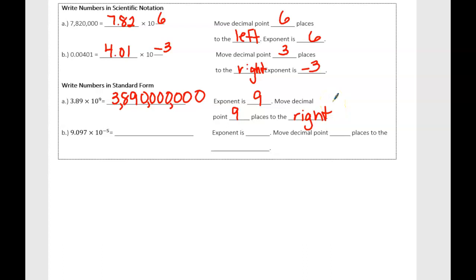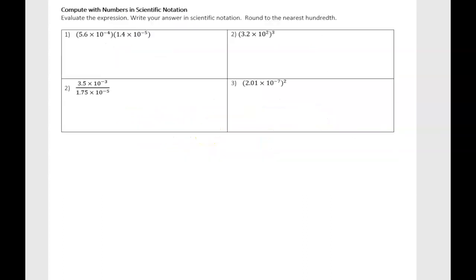Okay, and if we have a really small number, in this case the exponent is negative 5, we're going to move 5 places to the left. Okay, when we do that, we end up with 0 point, and we've got, let's see, 4 zeros, 1, 2, 3, 4, 9097.